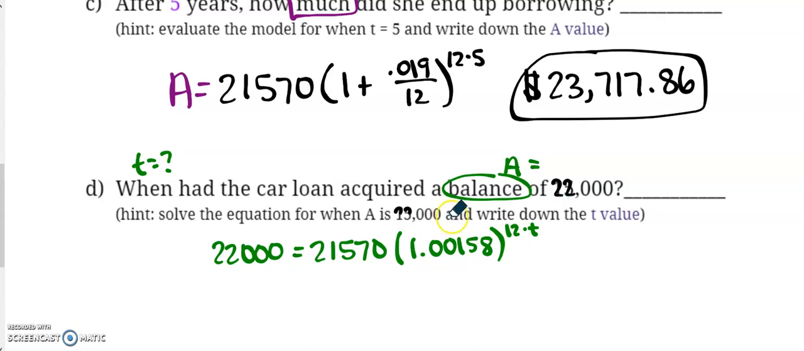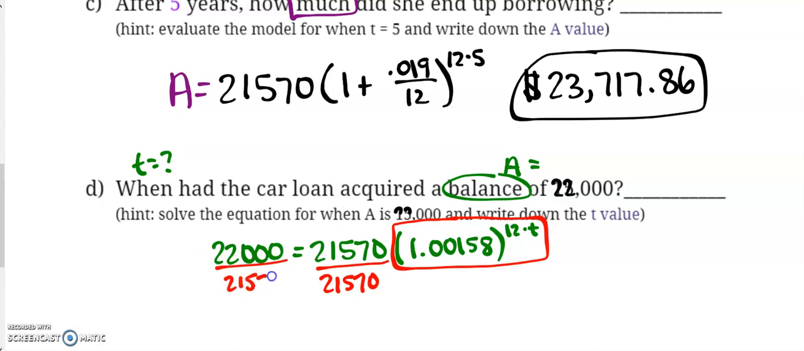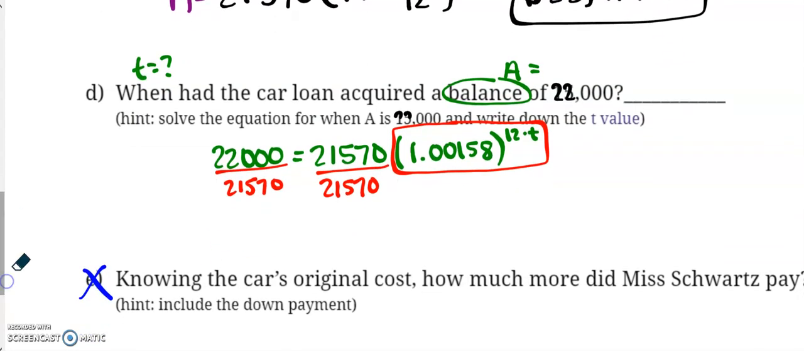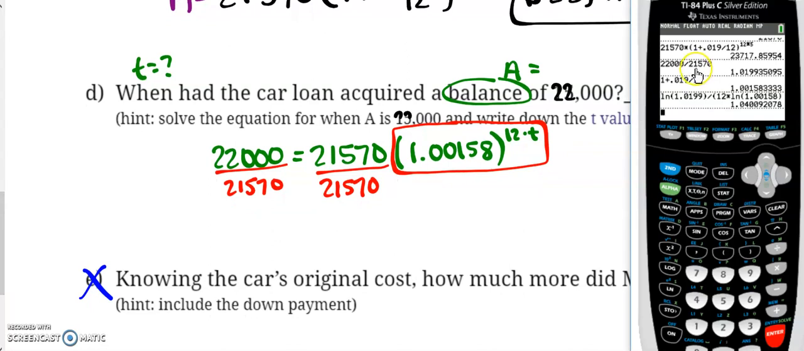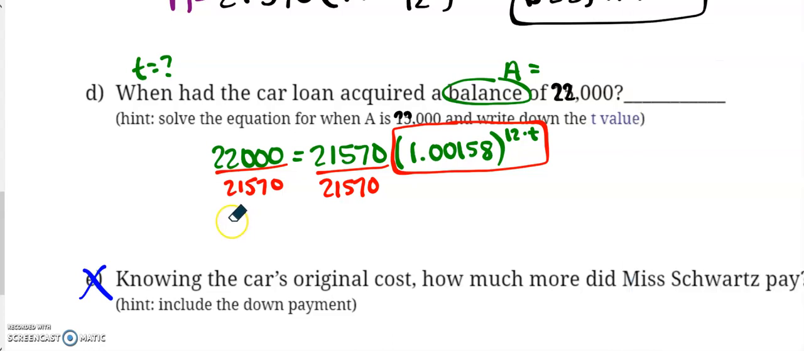We still need to isolate our exponential. So I'm going to divide both sides by 21570. And because this is a real life problem, I want to know what that number actually is. So I did that in my calculator, 1.0199. 1.0199 is now equal to 1.00158 to the 12t.